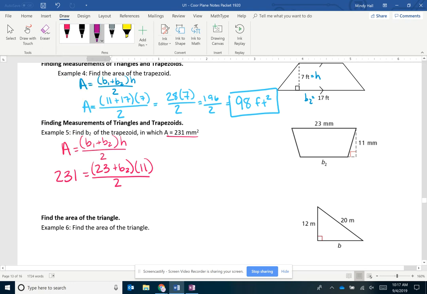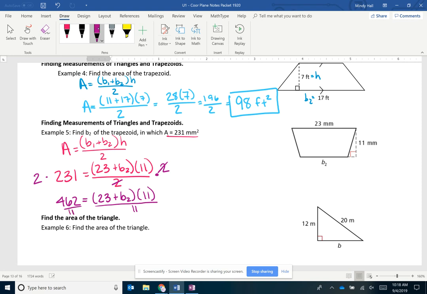So let's go with purple. I'm actually going to multiply by 2 right off the bat. That way it cancels out on the right. So 231 times 2 gives me 462. So then that becomes 462 equals 23 plus base 2 times 11. And then to move away from that big set of parentheses, I'm going to divide by 11 because then on the right, that'll leave me with just 23 plus base 2. And on the left, 462 divided by 11 is 42.